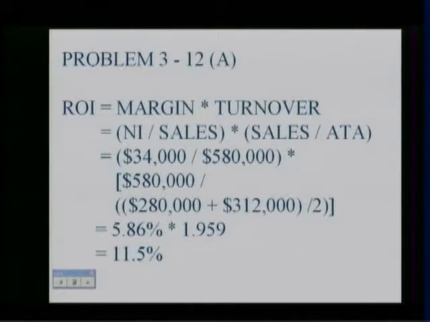So when you take your net income and divide it by sales, you get 5.86%. When you take your sales and divide it by your average total assets, you get 1.959. So your total ROI in this case is 11.5%.